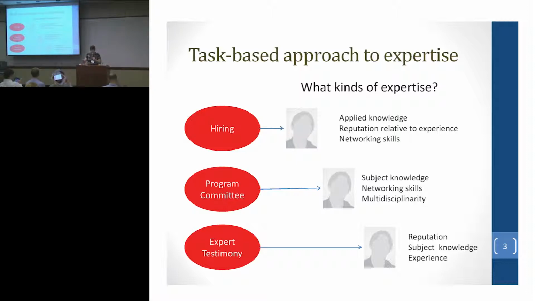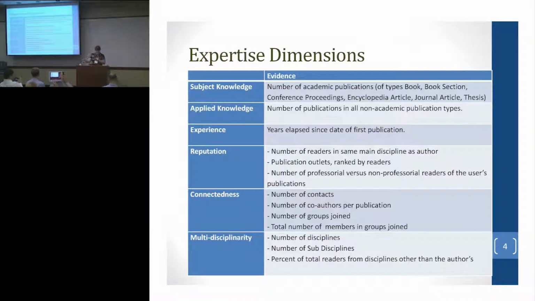So in the course of this analysis, we came up with these 6 dimensions of expertise, we're calling them, and these are the ways in which these things are presented to the user to manipulate. So subject knowledge, applied knowledge, experience, reputation, connectedness, and multidisciplinarity.